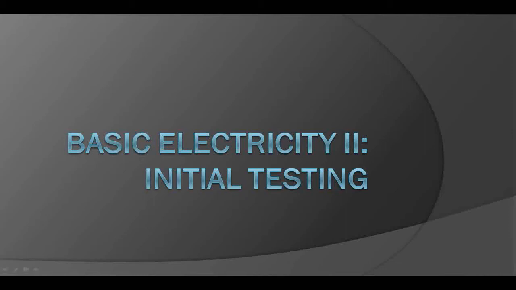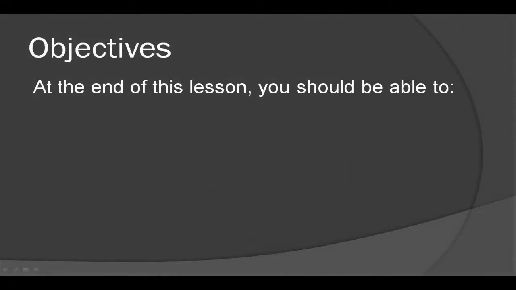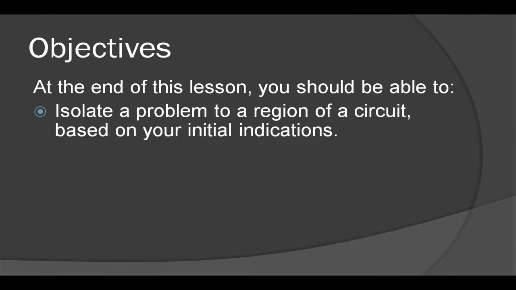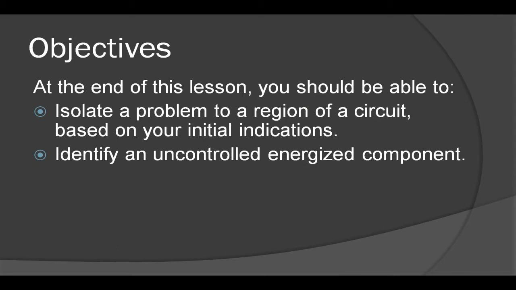Welcome to the Basic Electricity 2 Initial Testing course. The purpose of this lesson is to teach you what questions to ask when gathering your initial troubleshooting data. At the end of this lesson, you should be able to isolate a problem to a region of a circuit based on your initial indications, identify an uncontrolled energized component, and identify a blown fuse.